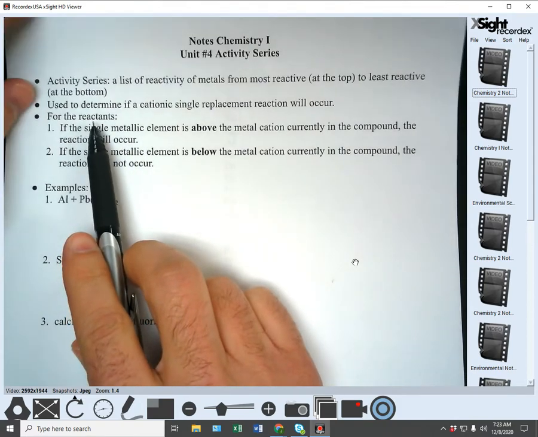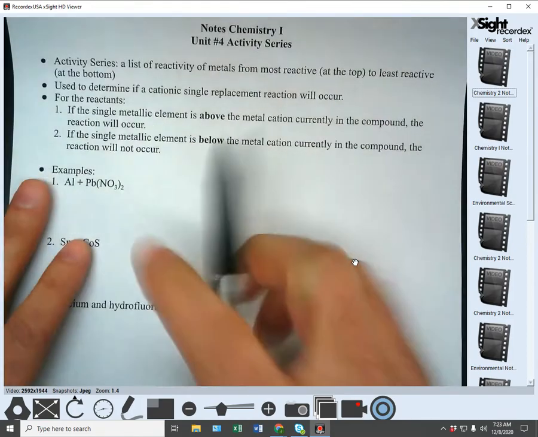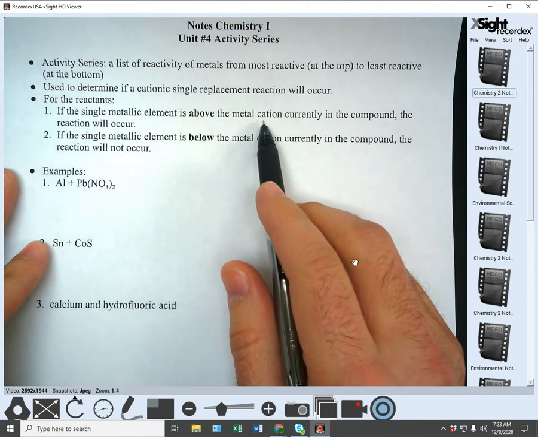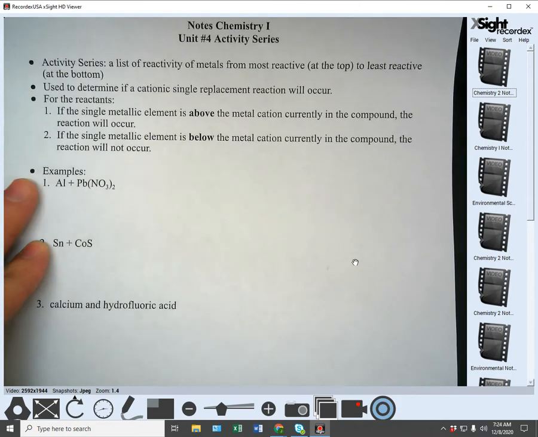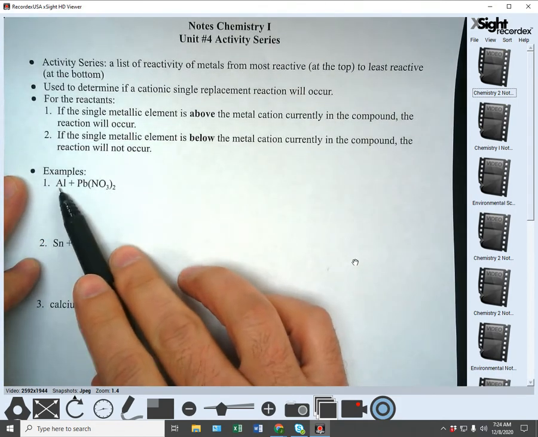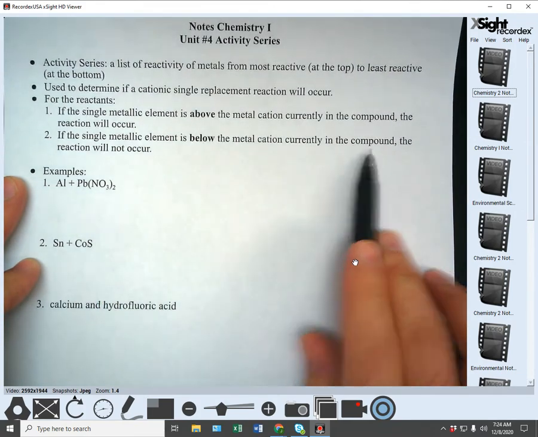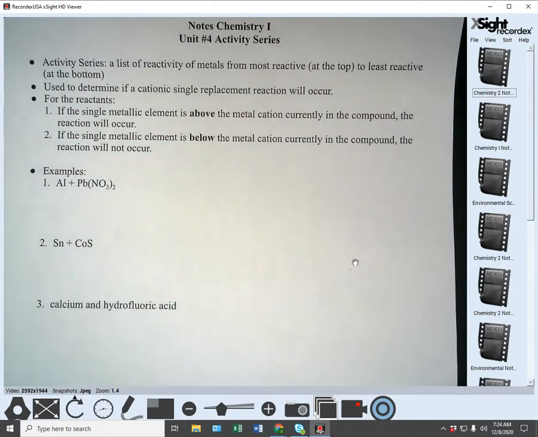So for the reactants, on the left side, if the single metallic element is above the metal cation currently in the compound, the reaction will occur. If the single metallic element is below the metal in the cation currently in the compound, the reaction will not occur.